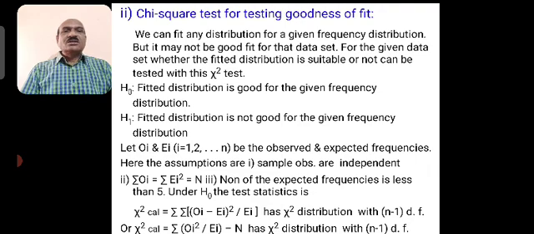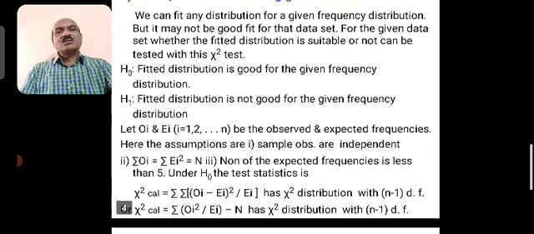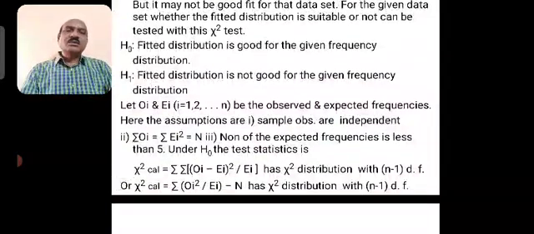Under H naught, the test statistic is given as chi-square calculated equal to a single summation with respect to i of (Oi minus Ei) whole square divided by Ei, which has the chi-square distribution with n minus 1 degrees of freedom. After simplification we can also get it as summation Oi square divided by Ei, total, minus n, which has the chi-square distribution with n degrees of freedom.